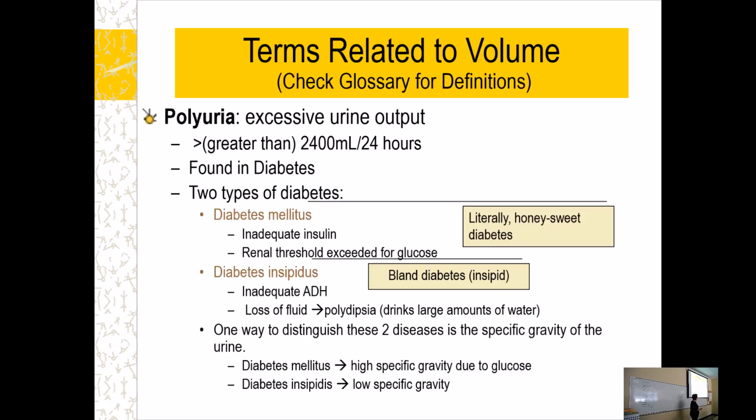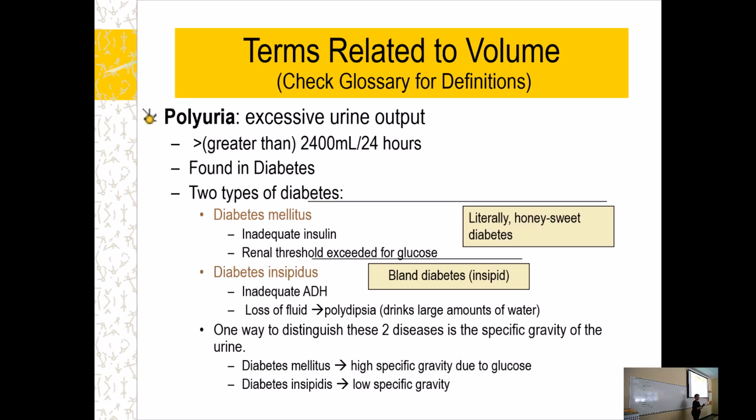So terms related to volume: polyuria. Poly, lots, excessive; uria, pertaining to the urine. Again, med term. If you don't remember, go back to your BLS and break it down. Excessive urinary output, greater than 2,400 mils every 24 hours, is what you're looking at in that type of situation. We see this oftentimes in diabetes in particular, and there are two types: diabetes mellitus and diabetes insipidus.